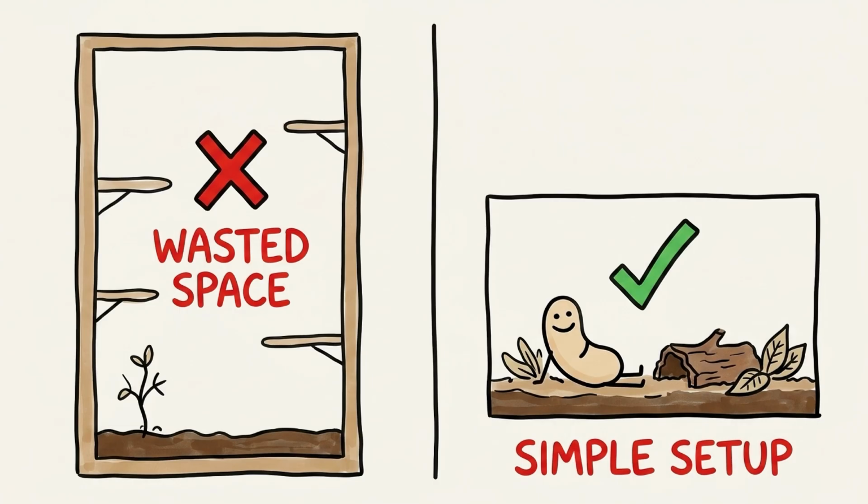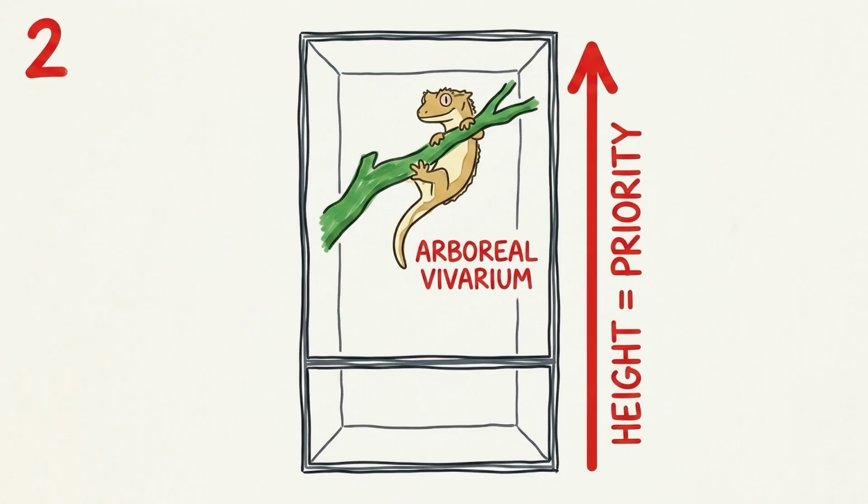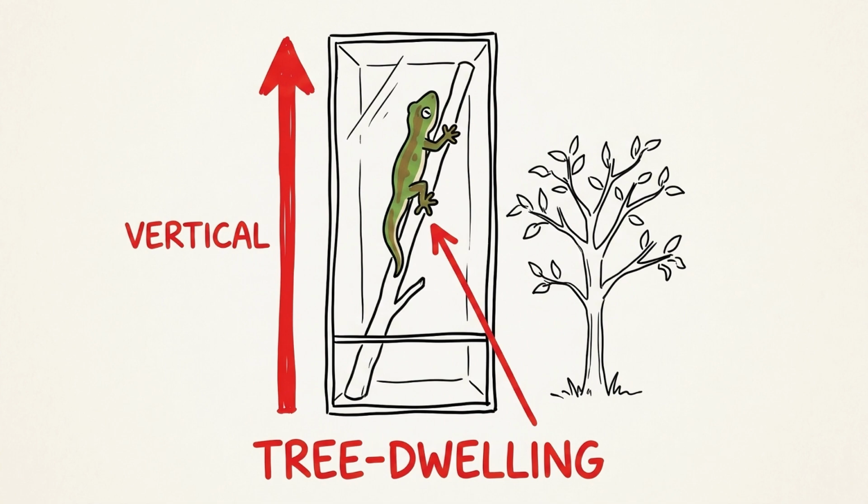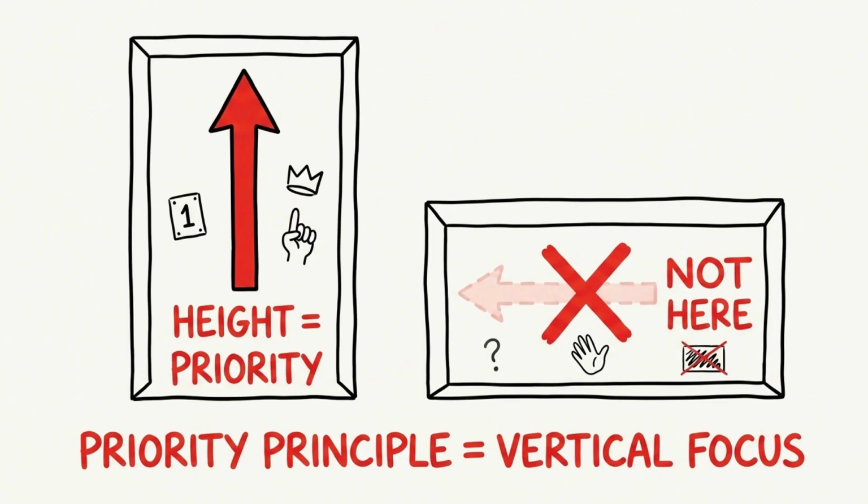Unlike an arboreal build, vertical space is largely wasted here, which makes it one of the most straightforward setups in the hobby. 2. Arboreal vivarium. An arboreal vivarium is a vertical enclosure built for tree-dwelling animals. Unlike a terrestrial build, height is more important than floor space.